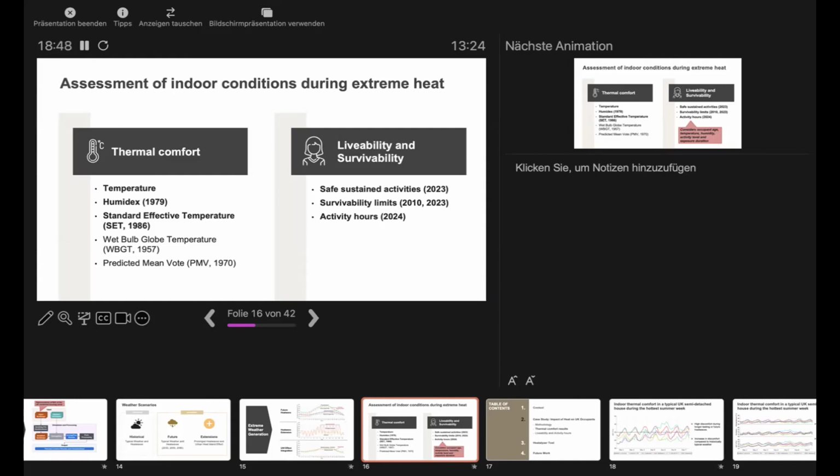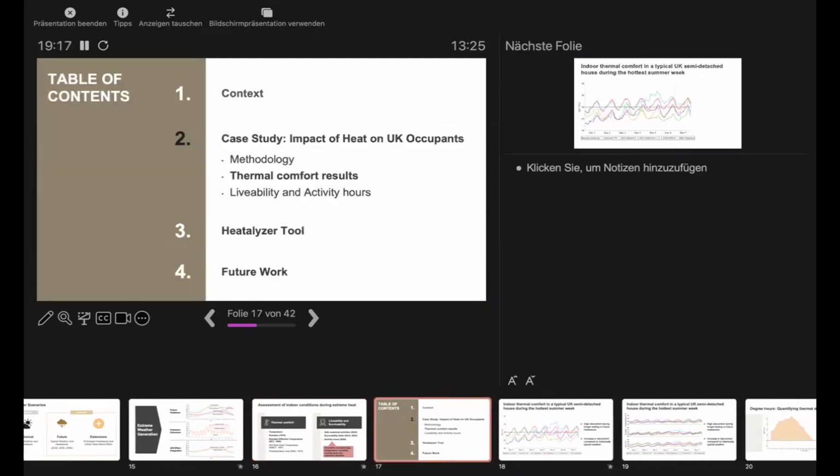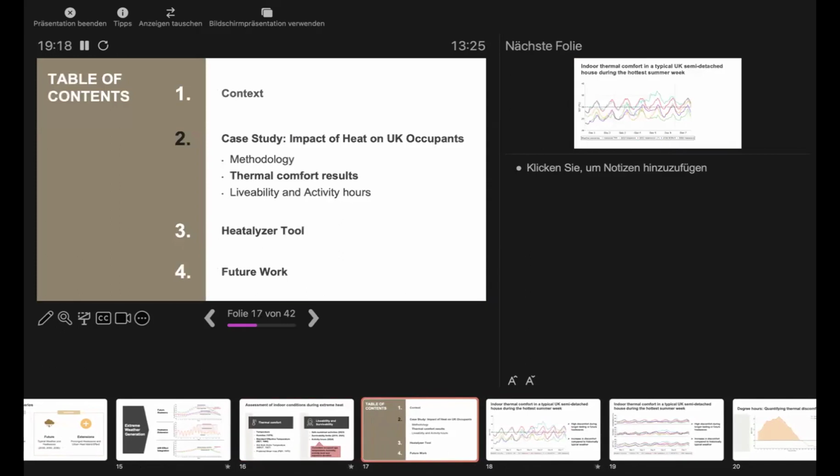And then finally, we introduce a novel metric, which we call activity hours, which allows you to quantify the livability during heat waves based on factors like occupant age, the temperature, humidity, your activity level, and also exposure duration. So I'll talk about this when I show you the results in a moment. But I'll start with the thermal comfort results from our analysis.